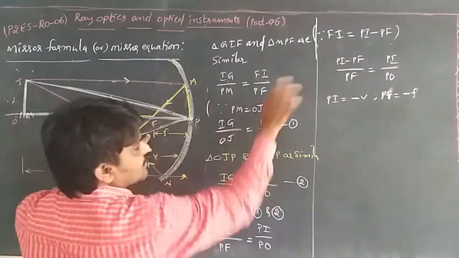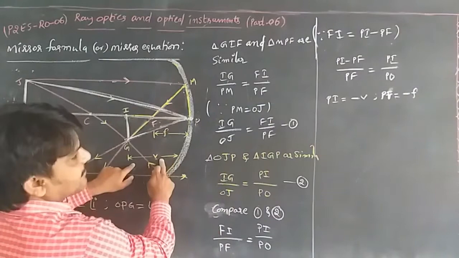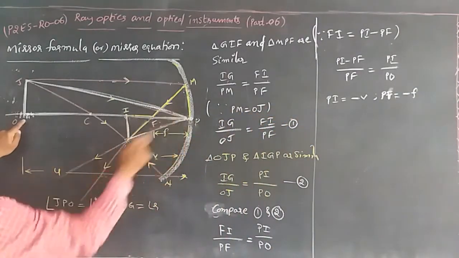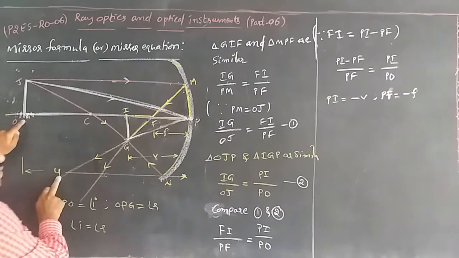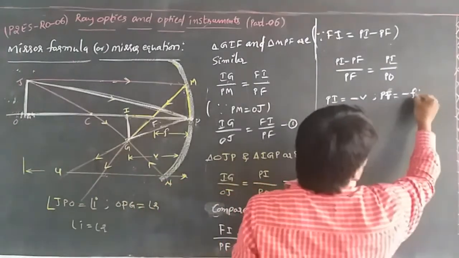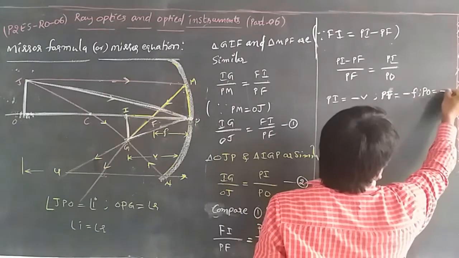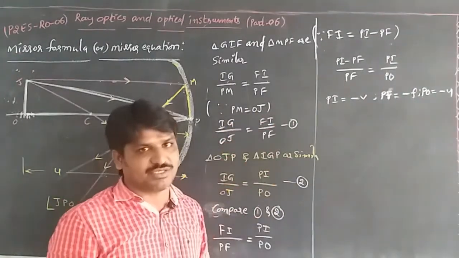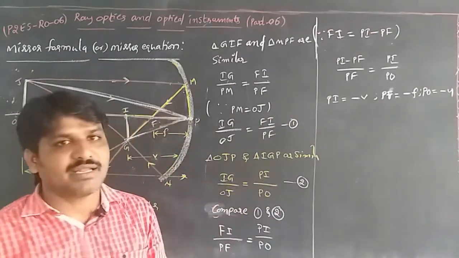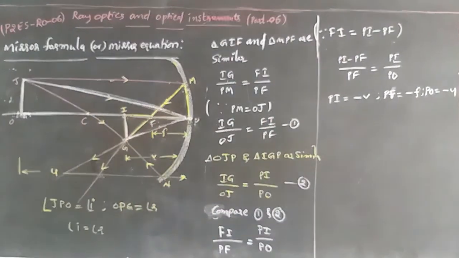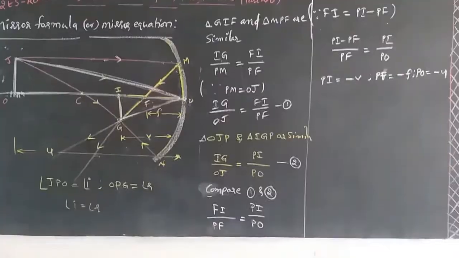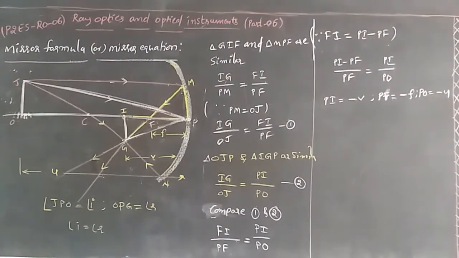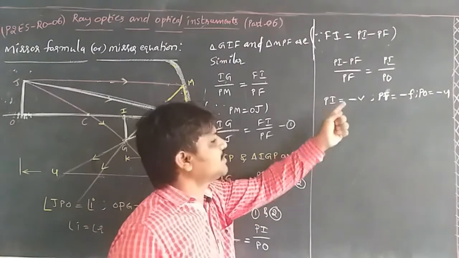Next, Pi we also know as v. And Po, from the pole to the object, the distance is taken as small u. So here Po is equal to minus u. So we are substituting these values in the above equation.